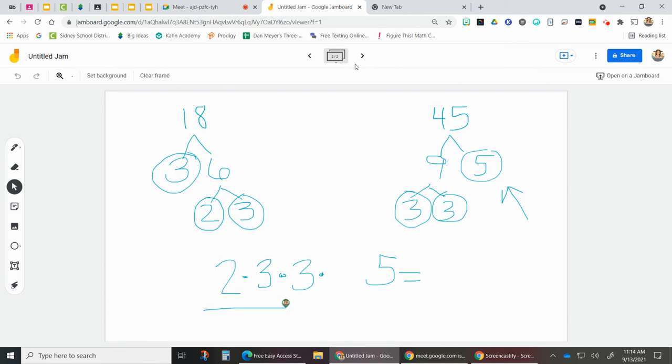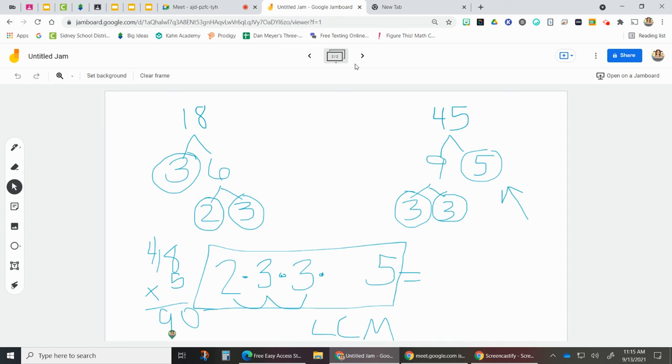Now I multiply all this together to get the LCM. Well, what's 2 times 3 times 3? It's 12, right? Wait, 18, I lied. 2 times 3 times 3 would really be 9 times 2, which is 18. And then I have to take that 18 and multiply it by 5. Okay, so 90 would be the first multiple they both have in common. Their least common multiple is 90.